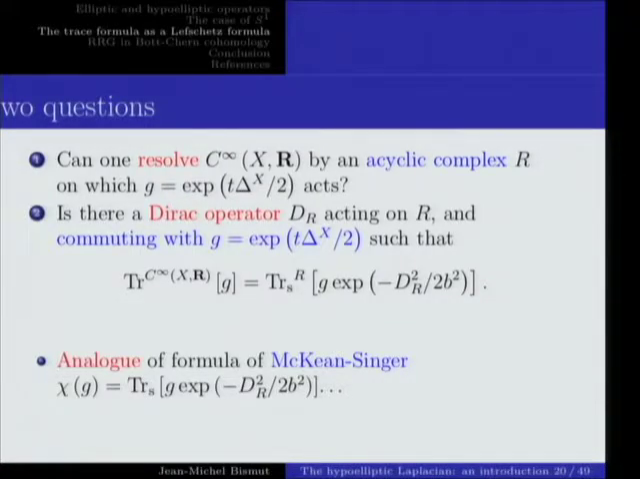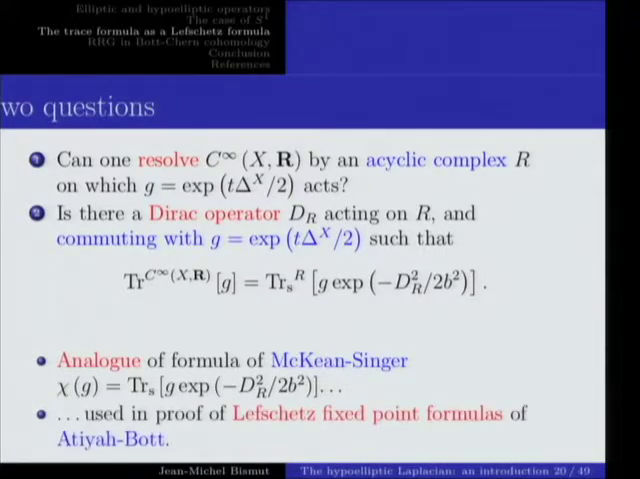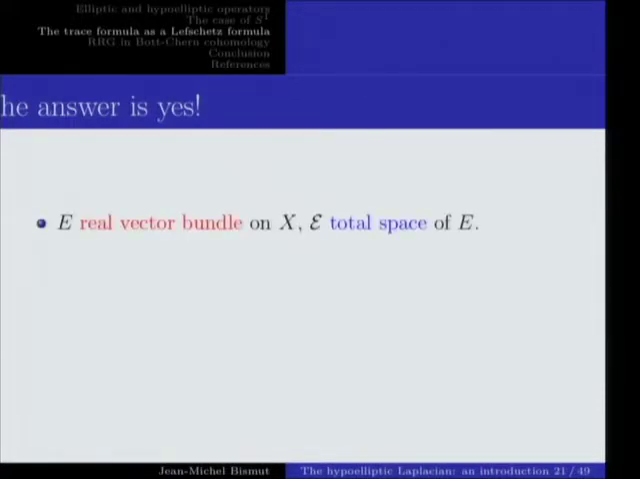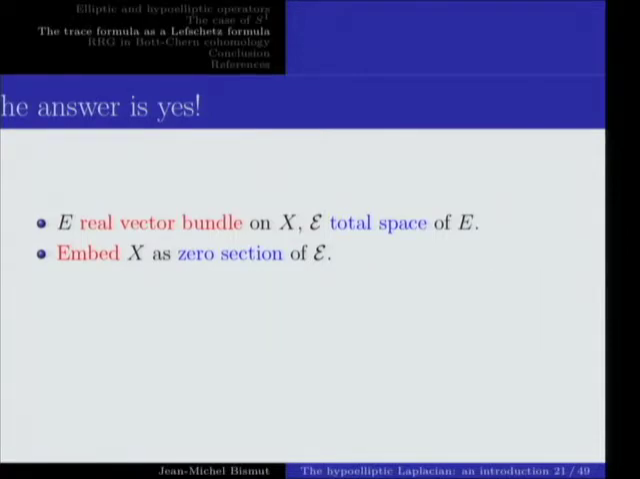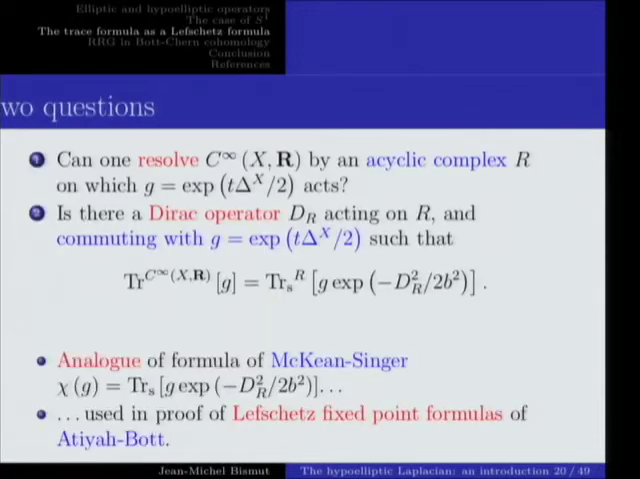So we want to find, in some sense, an equality of this type, that the trace of g acting on the smooth functions would be equal to the alternating sum of traces of g times the exponential of minus D_R squared over 2b squared. Sorry, no, this is getting uncontrollable, so sorry. I have to go back. Okay, so I should not move here.